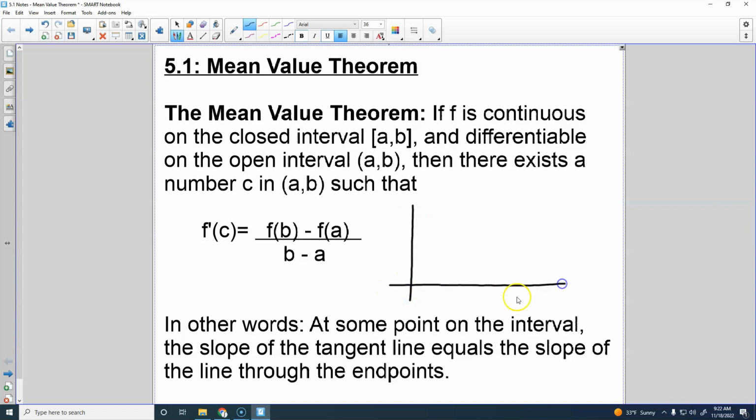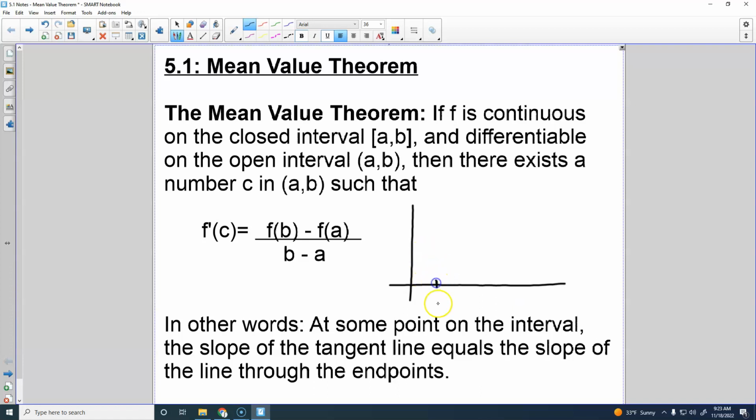So we have some sort of function. It must be continuous from a to b, including the endpoints. It must be differentiable from a to b, not including the endpoints. Now, if it does include the endpoints where it's also differentiable, that's fine, right? And a lot of times it will, but it does not have to be differentiable at the endpoints. It does have to be continuous at the endpoints.